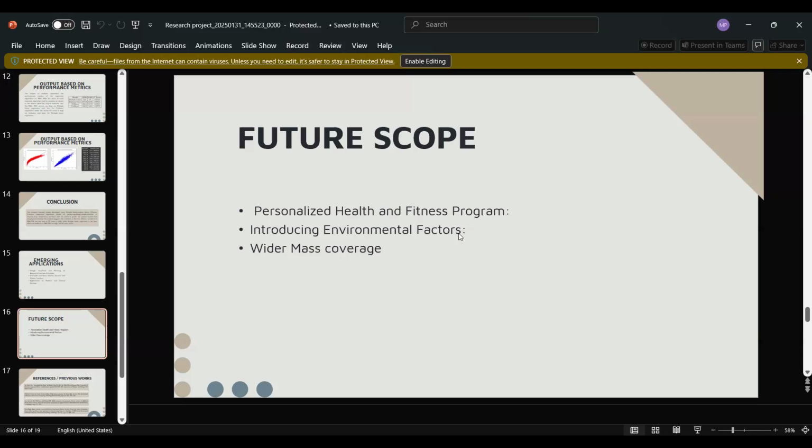Coming to future scope, we can improve by adding features like target weight, preferred weight, and what types of exercises and all. We can suggest a personalized health and fitness program for every user. And also we can make the model resistant to environmental factors by adding several factors like temperature and altitude.